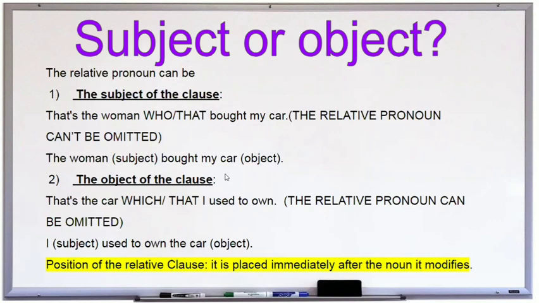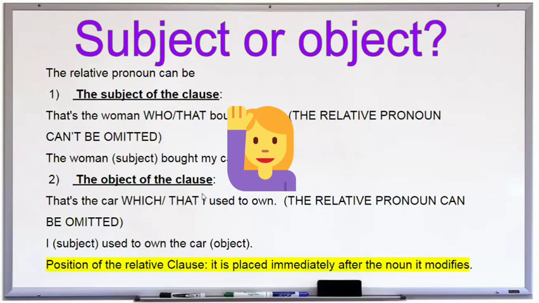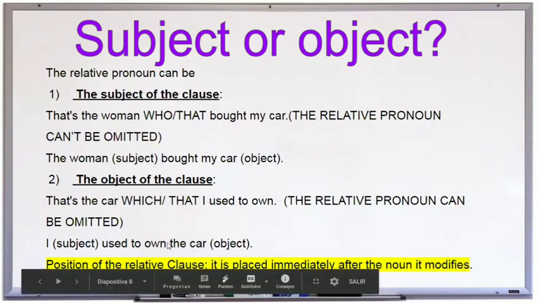bought my car is the object. On the other hand, in the second example, in which the object of the clause is a relative pronoun, we are going to analyze this example, which reads, that's the car which or that I used to own. I is the subject and used to own the car, which is the object, so the car is the object.